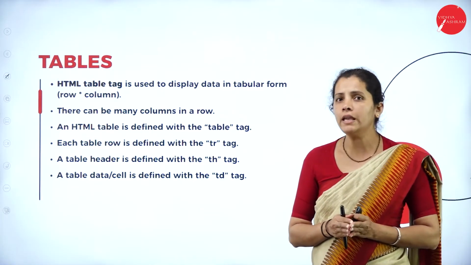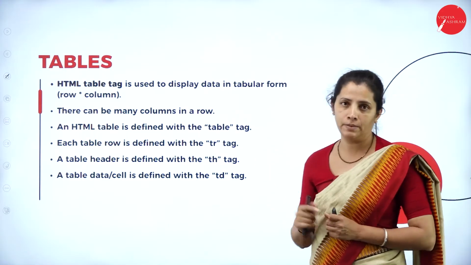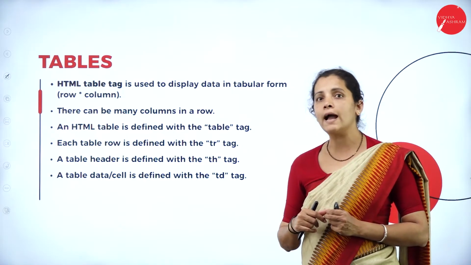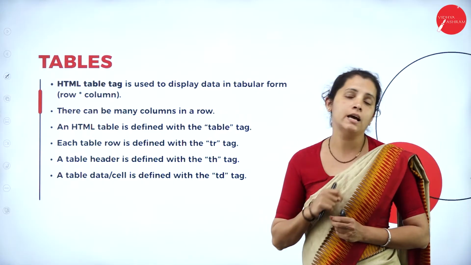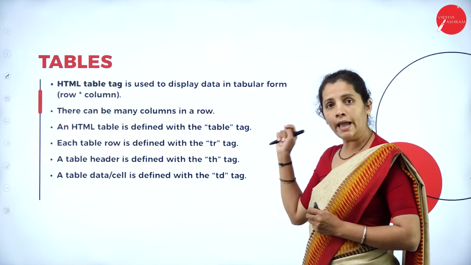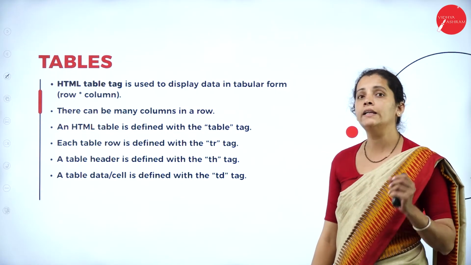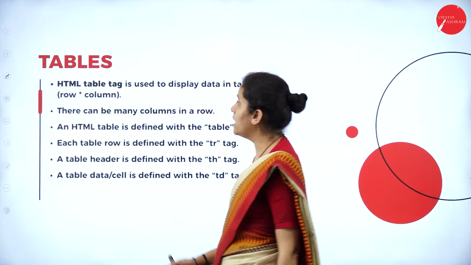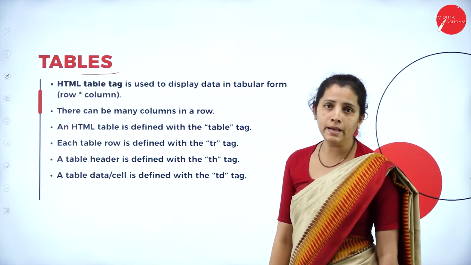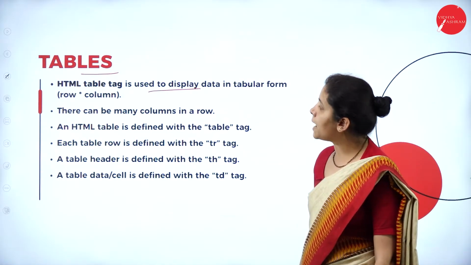Then I'm going to have a very important and most commonly used topic, that is table. Suppose I want to display the content in the form of rows and columns, then I must have the tag called table tag. To create a table in HTML, I use the table tag. So I am displaying the content in the form of rows and columns. For that, I have the tag called table. So the HTML table tag is used to display data in tabular form.